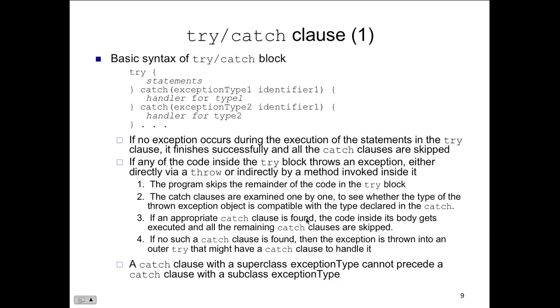If no catch clause is found, then the exception is thrown to an outer try, which might have a catch clause that handles it. If not, nothing is caught. So if it goes through all the catches and none of the cases actually match, then it goes uncaught. A catch clause with a superclass exception type cannot precede a catch clause with a subclass exception type. So we have the nesting to consider.